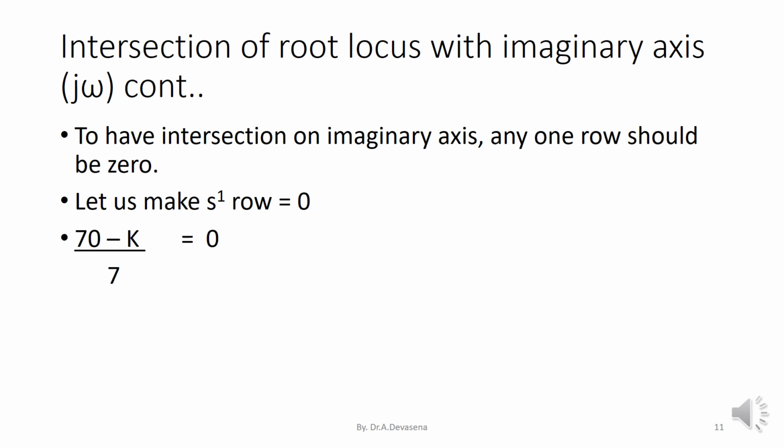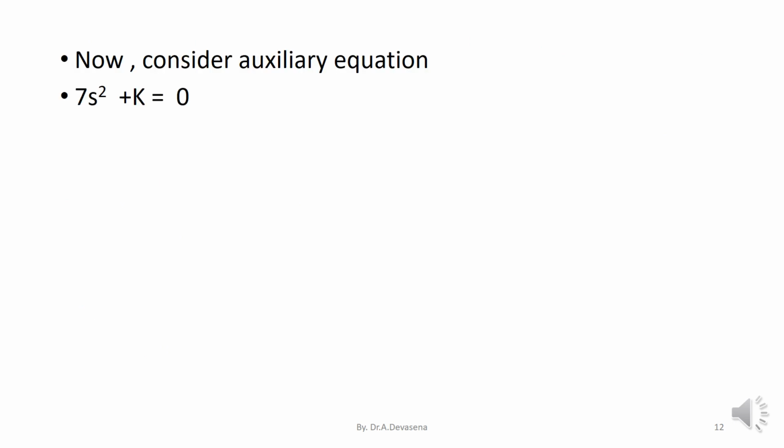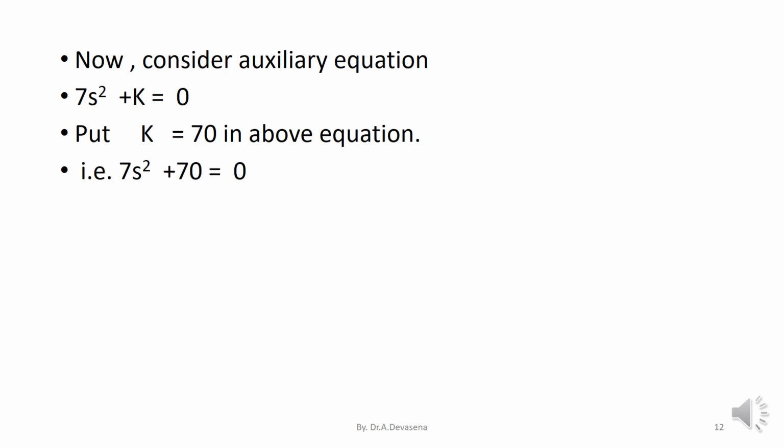70 minus k divided by 7 is equal to 0. If we simplify this equation means 70 minus k is equal to 0. After simplifying means the value of k is equal to 70. Now consider the auxiliary equation 7s square plus k is equal to 0. Substitute the value of k as 70 in the above equation. We get 7s square plus 70 is equal to 0. That is s square plus 10 is equal to 0.